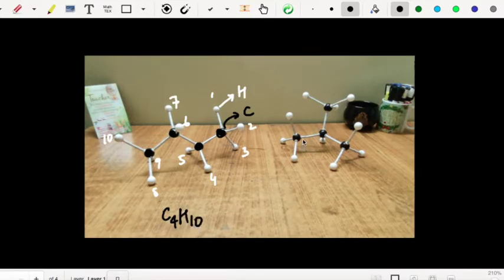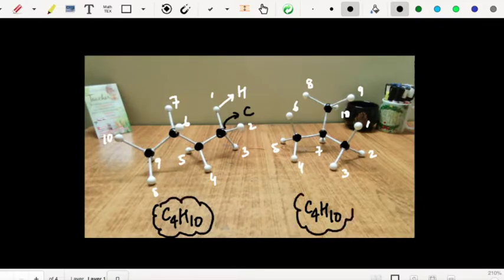Similarly, the molecule on my right also has 4 carbon atoms, so this too is a C4, and this too has 10 hydrogen atoms. So this too has a molecular formula of C4H10. We have seen that these two molecules are very different, but just because they happen to share the same molecular formula C4H10, that's why we call them isomers of each other.